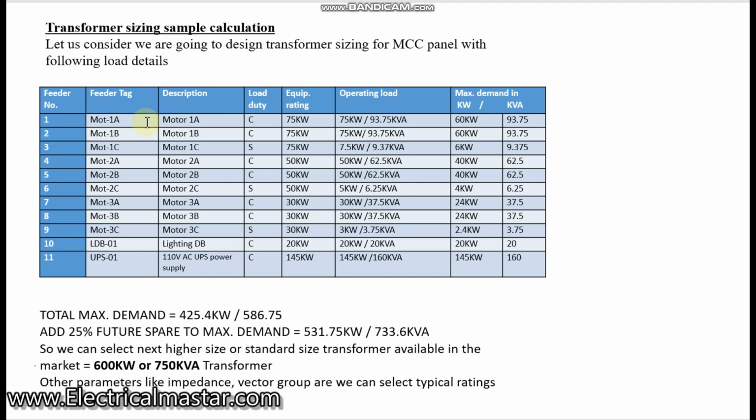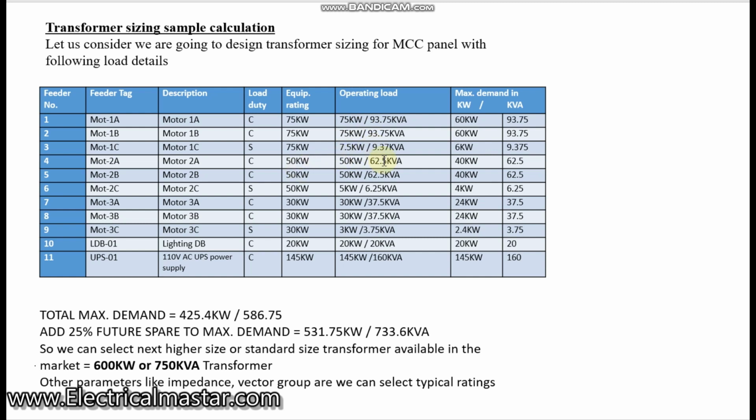And equipment rating for the individual load: 75 kilowatt for the motor, and 50 kilowatt for the 2A motors. For example, these are all individual kilowatt ratings. So now I have to find the operating load. Operating load means whatever equipment rating they have given, multiply with the duty factors. If it is continuous duty, you just multiply by 100%. That's why here it came 75. See here, a standby duty factor they have given. So 75 kilowatt means only 10% you have to consider. So 7.5 kilowatt came. Like that you have to find the operating load.